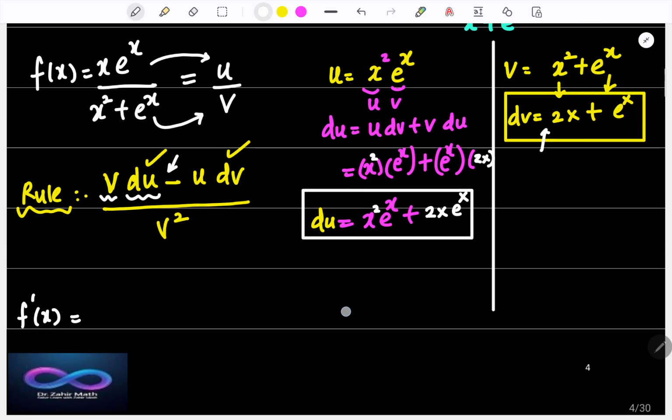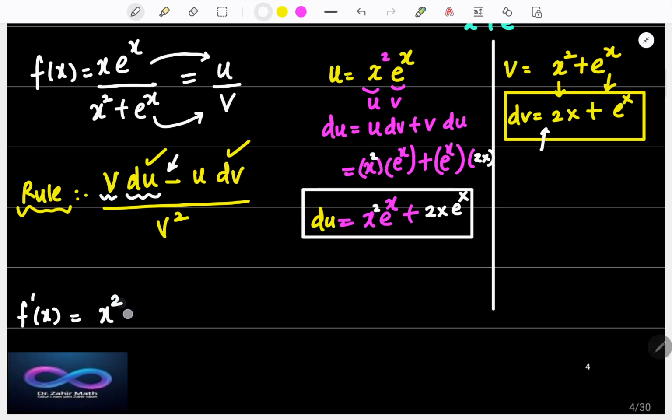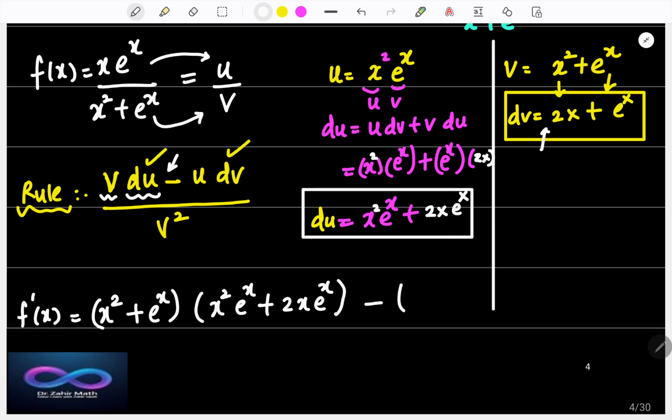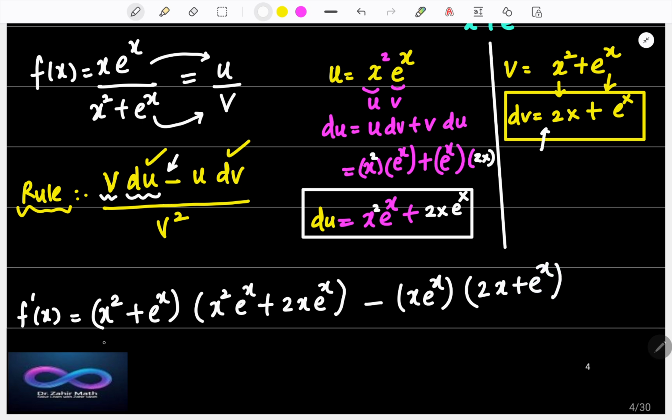So V is equal to what? V is equal to x square plus e power x. That is your V, right? And du is what? X square e power x plus 2x e power x. This is du. And then minus, what is your u? Your u is this one, which is x e power x. And then let me make a straight line up to here. Then this is u and then dv is here, which is 2x plus e power x, whole divided by v square.